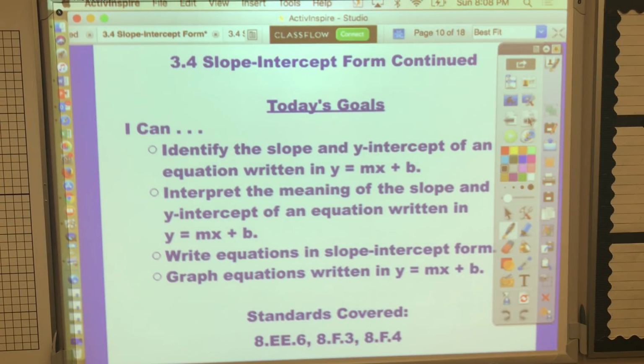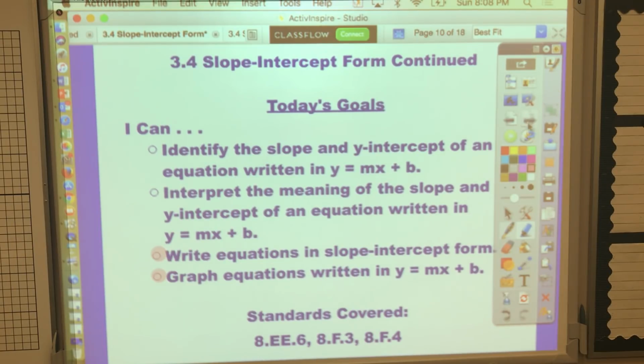Today we will be learning the second part of lesson 3.4 on slope-intercept form. Today we're still going to be working on writing those equations, but this time they're not going to come straight out and tell us what our m and b are. We're going to have to find them. We're going to be identifying that m and that b, and we're really going to be focusing today on the graphing of those equations.